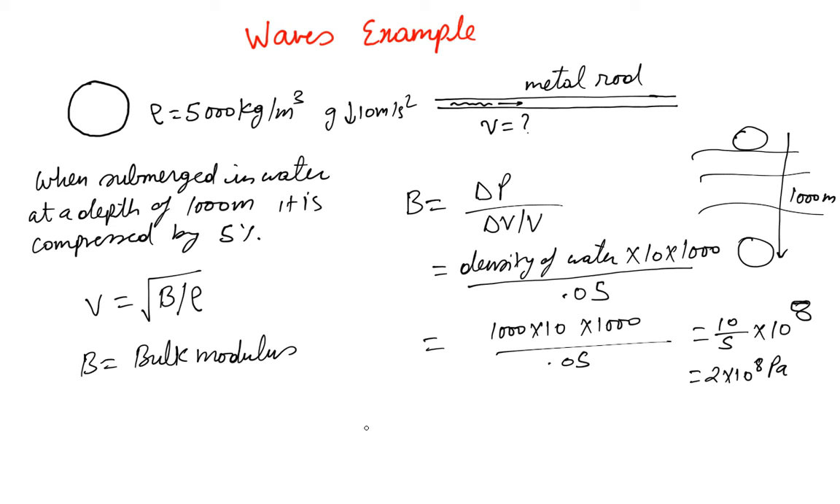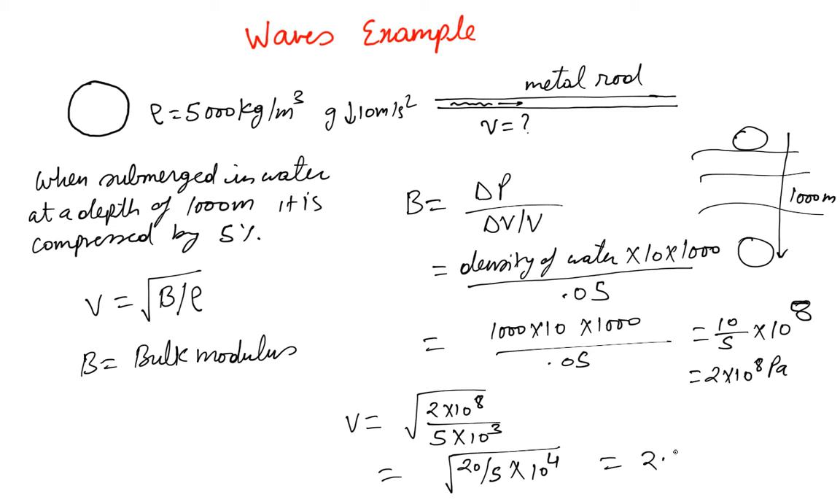Okay, what is velocity? Velocity is going to be square root of B over rho, where B is 2 multiplied by 10 power 8, and rho has been given to be 5 multiplied by 10 to power 3. And if you solve this, what do we get? We get 20 divided by 5 multiplied by 10 to the power 4, and that is nothing but 2 times 10 power 2, which is 200 meters per second.